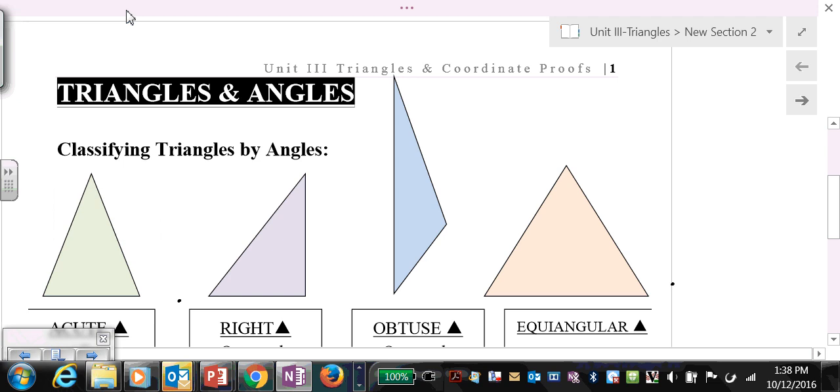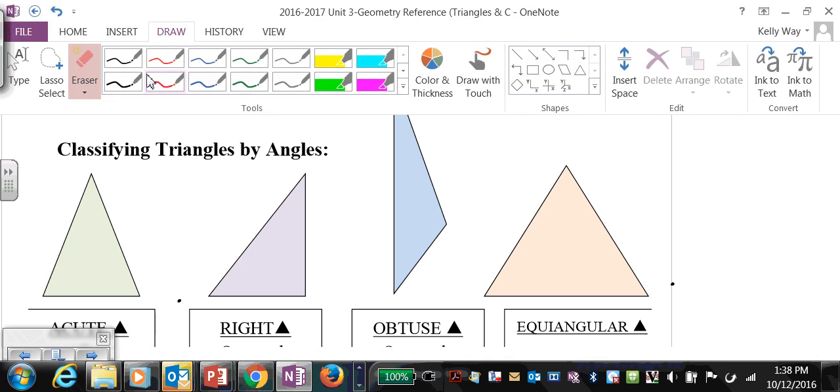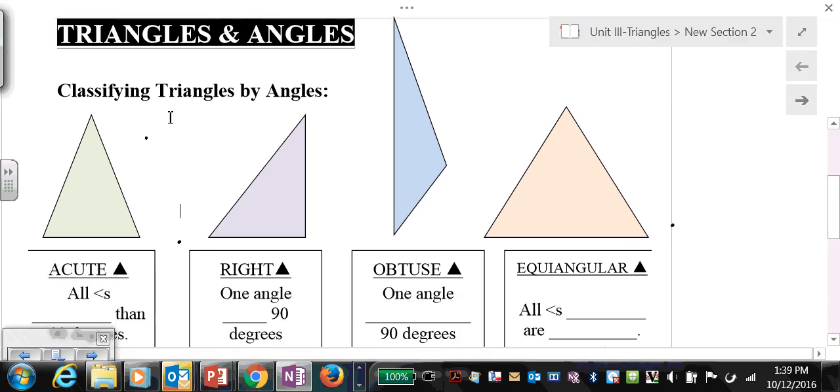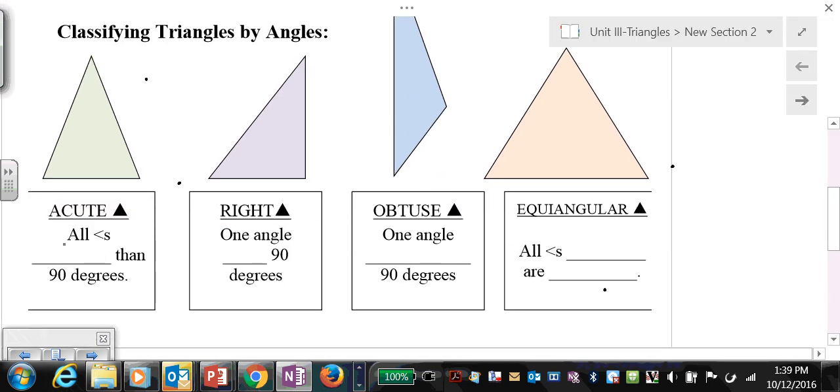We classify triangles by angles and by sides. What are the two ways we classify triangles? By angles and then sides. Let's recap angles here. This is a review if you did this last night. Acute.